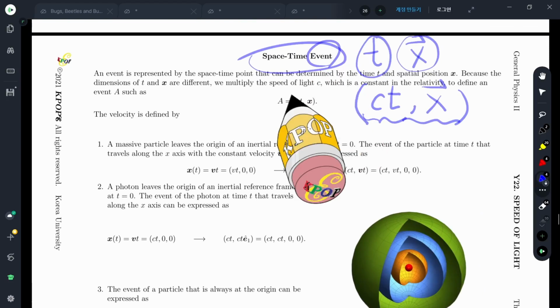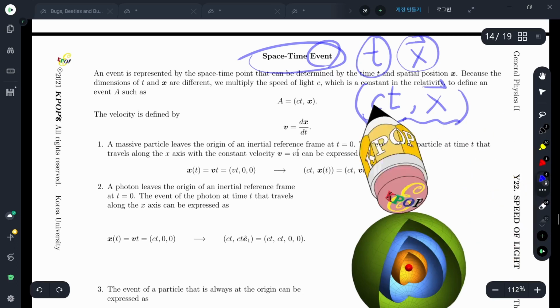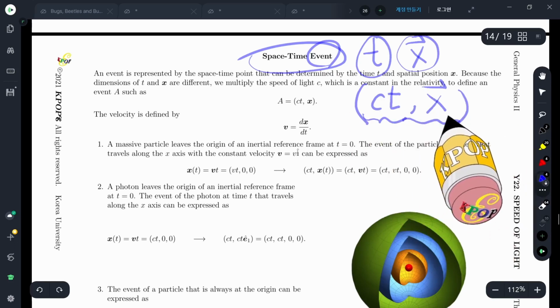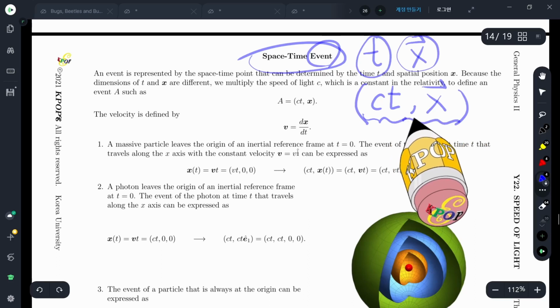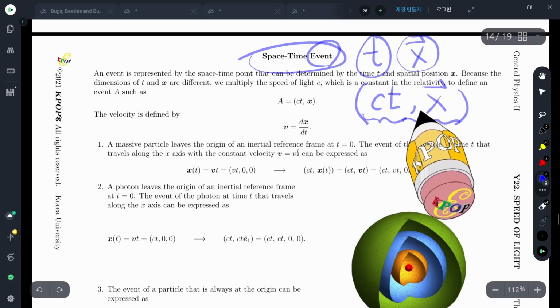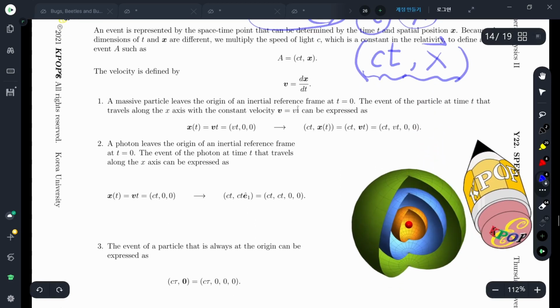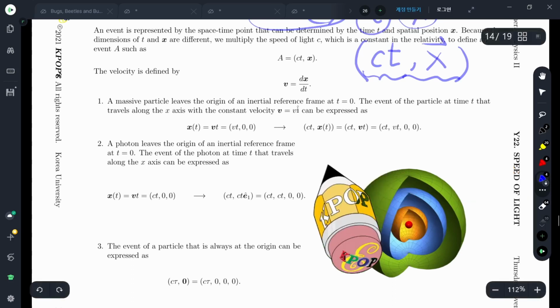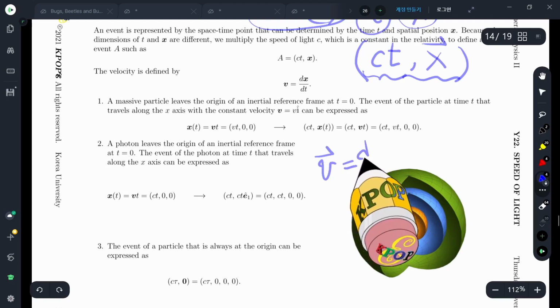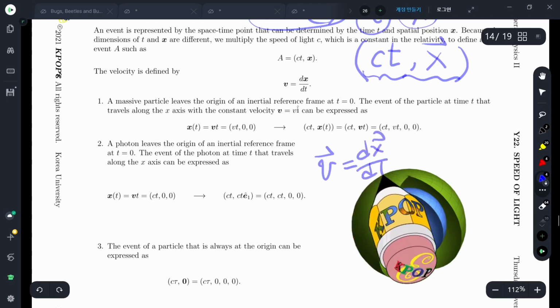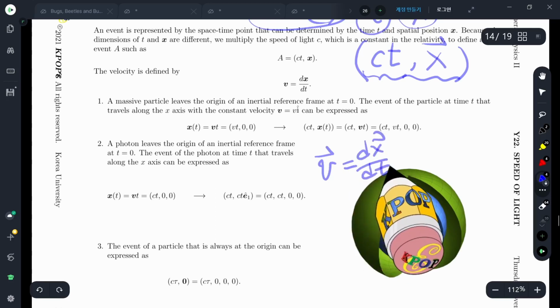An event in an inertial reference frame is determined by the time and spatial components, and time has been rescaled. Next one, the speed of light is always the same. We first compute the velocity. Velocity is defined by the displacement divided by the time difference.